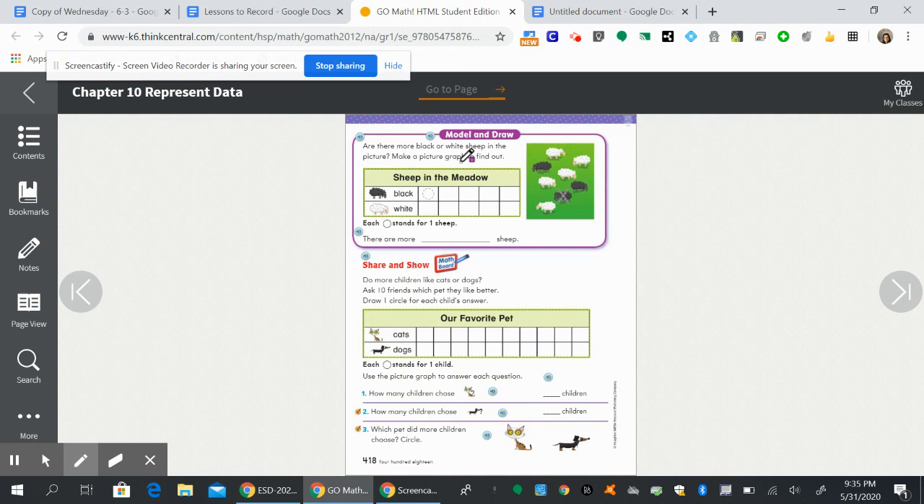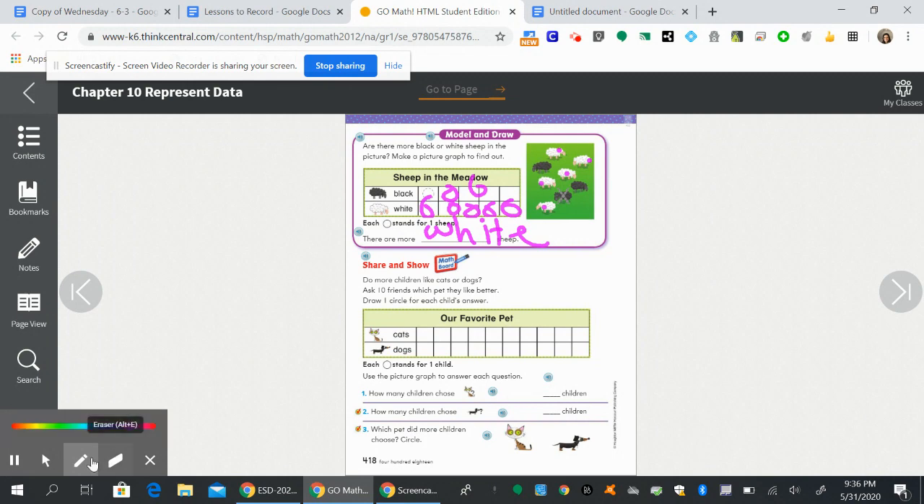It's asking, are there more black or white sheep in the picture? So sheep in the meadow, black and white, and each circle stands for one sheep. So there you have one black, 1, 2. So there's 2 more black. Again, sorry, it's sloppy. And then 1, 2, 3, 4, 5 white. So they each stand for 1. Are there more white sheep or black sheep? So you would look at the graph, and I can tell white is longer, so there are more white.